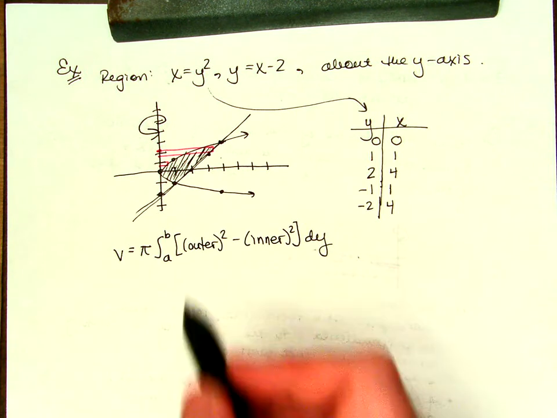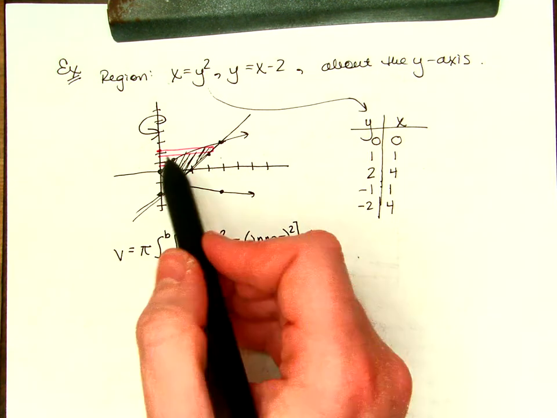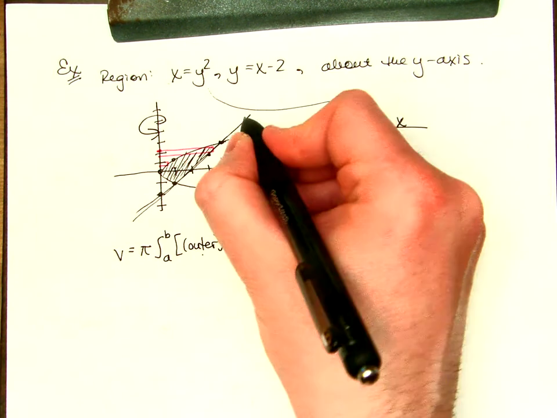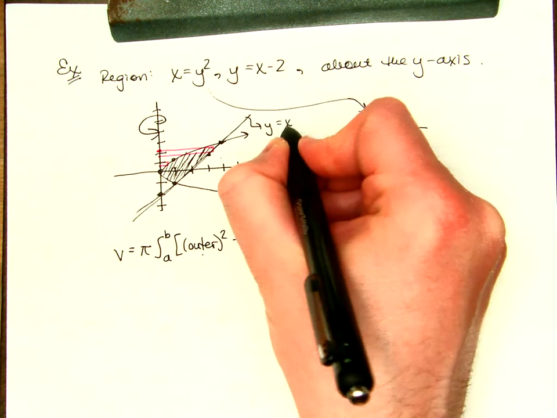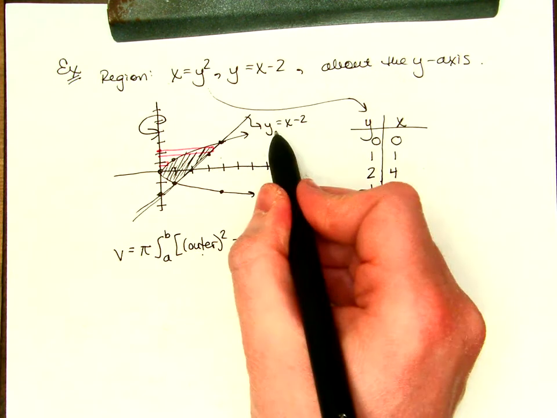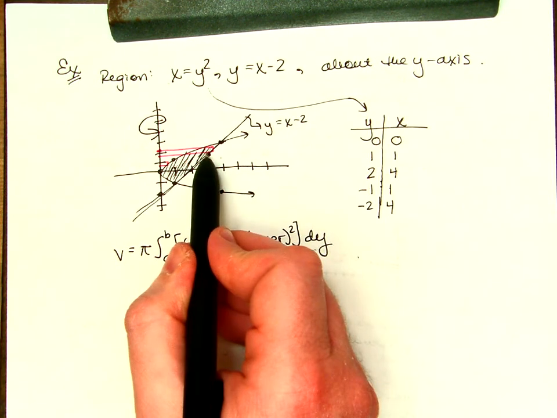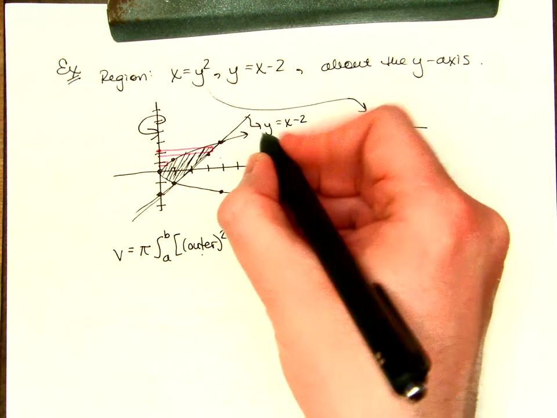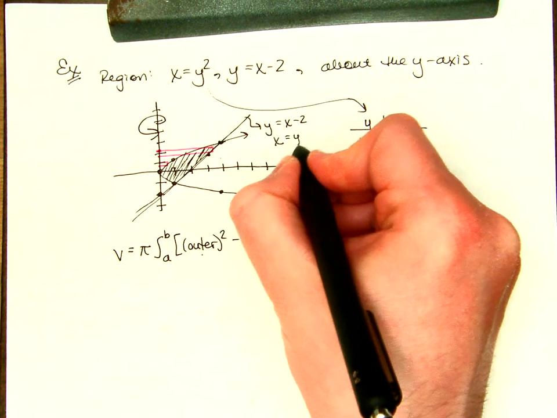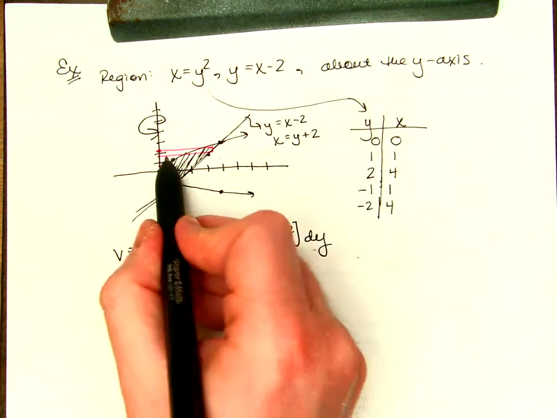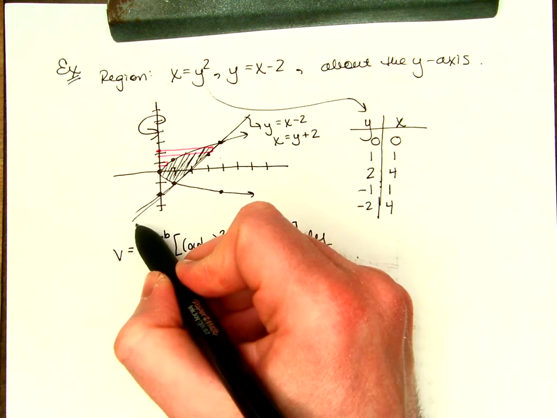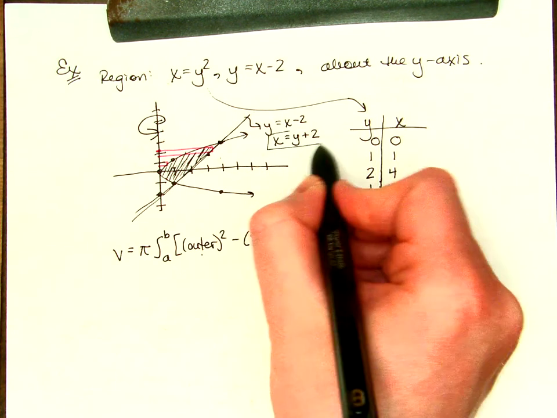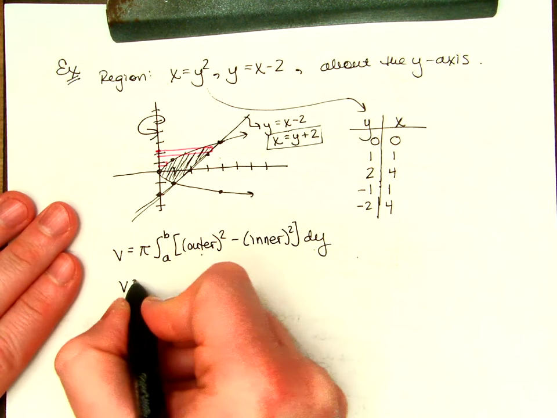Next, the outer radius is from the y-axis to the line. However, that line, y equals x minus 2, it's not okay to call it that, because my rectangle's horizontal, I need a function of y. So I'm going to solve this thing for x. I'm going to get x equals y plus 2, and that's what I'm going to call this line over here. It's the same thing as y equals x minus 2, but if I write it like this, it's a function of y, which is what I need here.